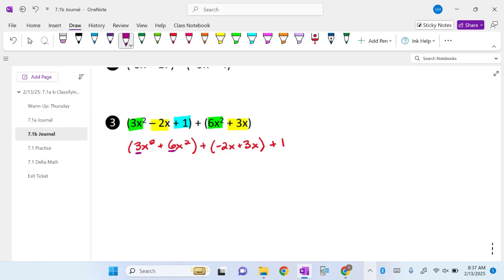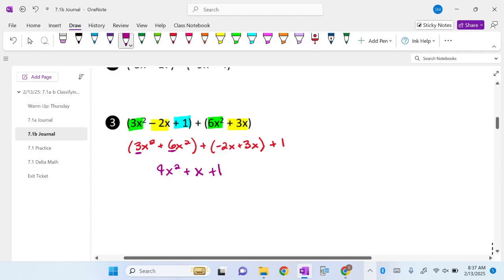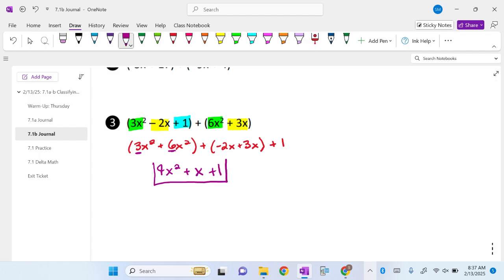9x squared. All right. So this would be 9x squared. What's negative 2x plus 3x? 1x. So plus 1x, or I'm just going to put x. And then since the plus 1's by itself, we just bring it down. So this would be my simplified answer.